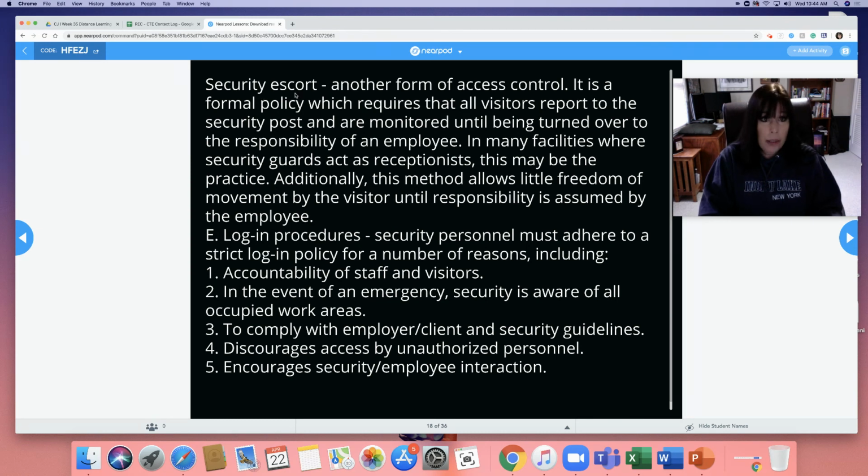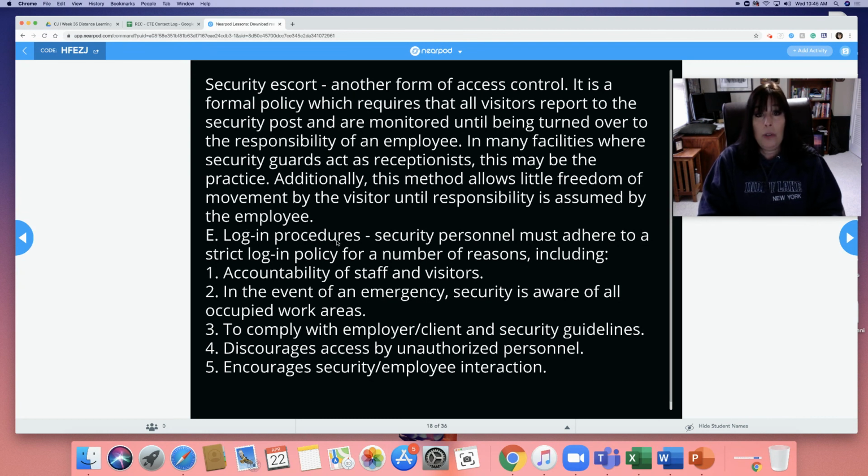So, security escort, talking about that again, is another form of access control. It is a formal policy which requires that all visitors report to the security post and are monitored until being turned over to the responsibility of an employee. In many facilities where security guards act as receptionists, this may be the practice. Additionally, this method allows little freedom of movement by the visitor until responsibility is assumed by the employee.